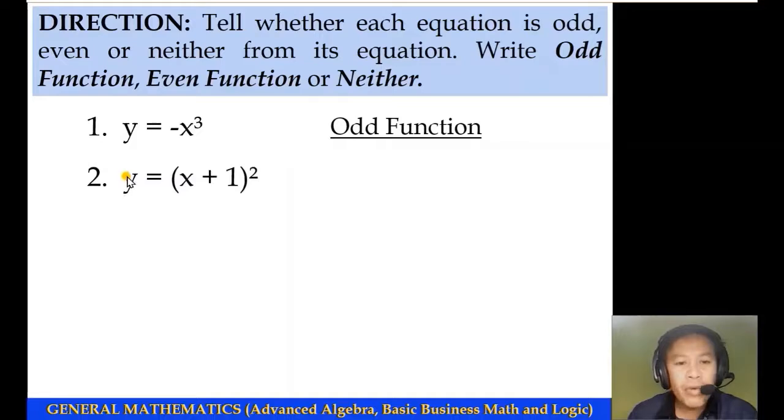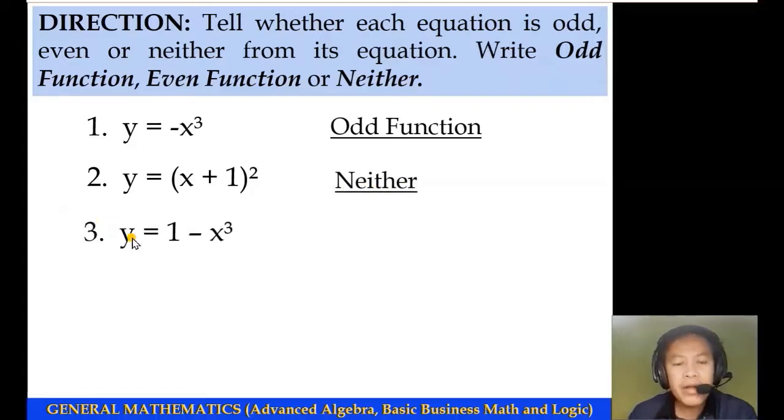Number 2. Y is equal to quantity x plus 1 quantity squared is a parabola opening upward and the vertex is along the x-axis. Now, if the vertex is along the x-axis, the graph will never be symmetric with the y-axis. That is why this is not an odd function nor an even function. Therefore, our answer is neither.